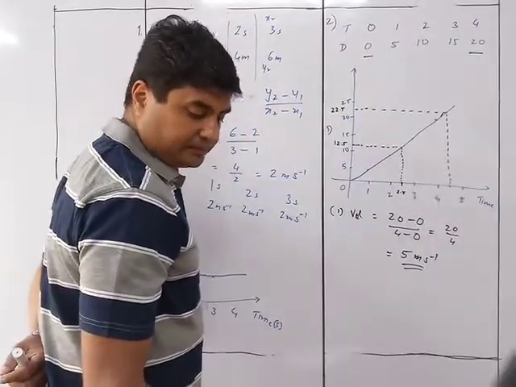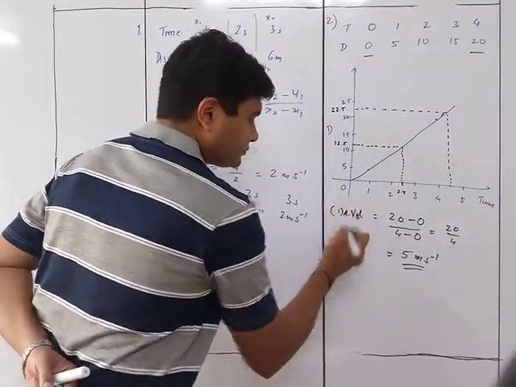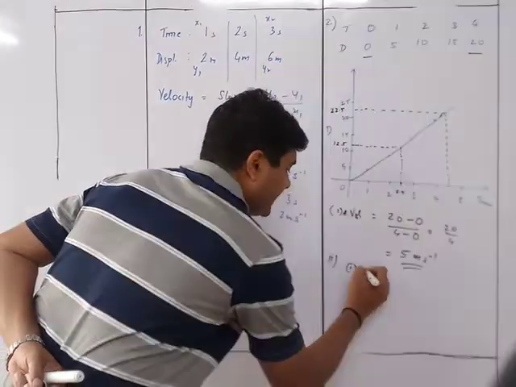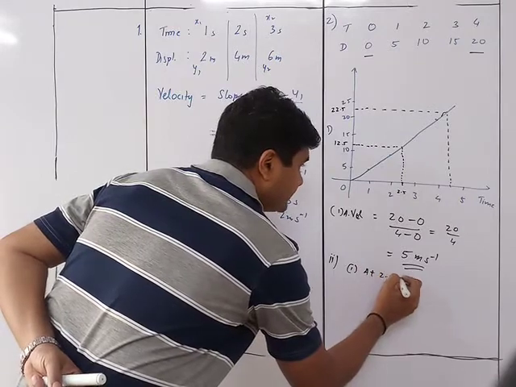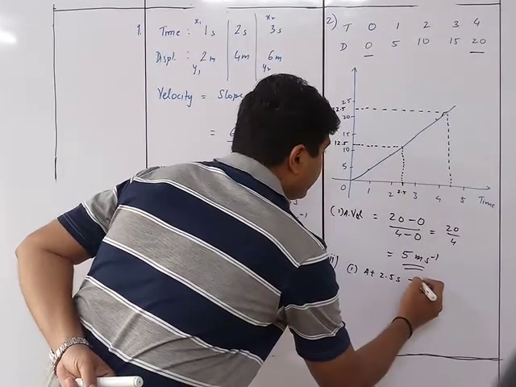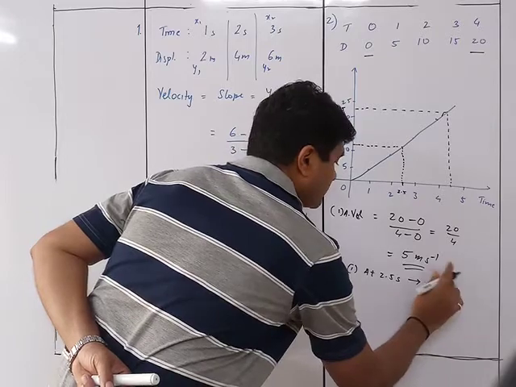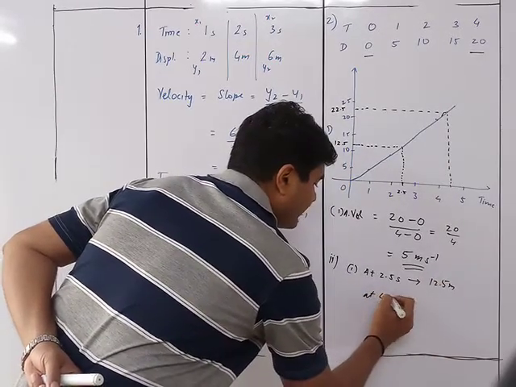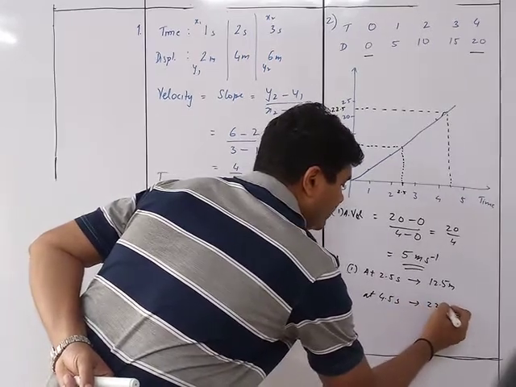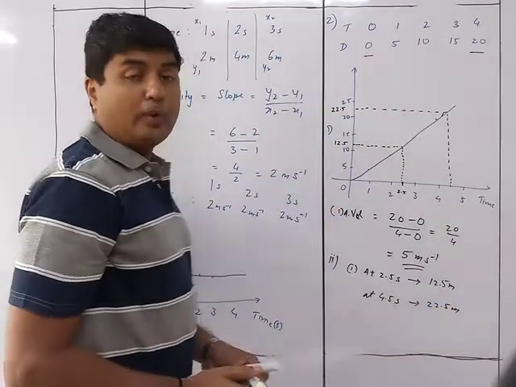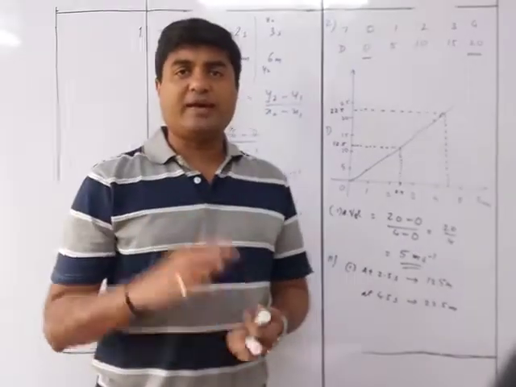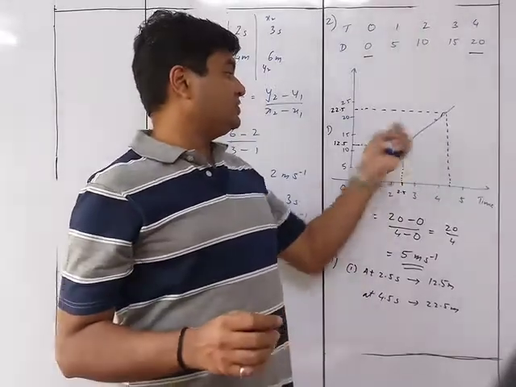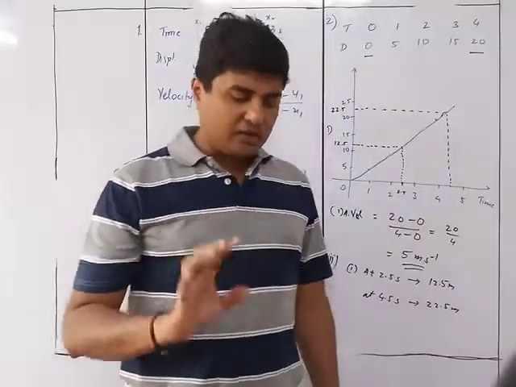The second thing is average velocity. The second thing is about this part. So first one is at 2.5 seconds. Displacement is 12.5 meters. And at 4.5 seconds, it is 22.5 meters. This is from the graph directly, no calculations required. You just need to find the corresponding displacement from the graph. So no calculations anywhere.